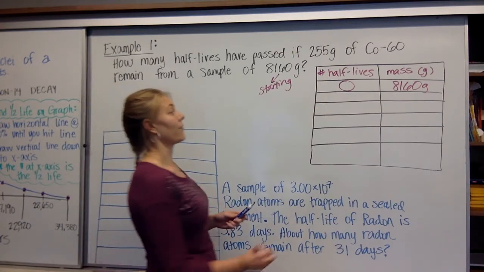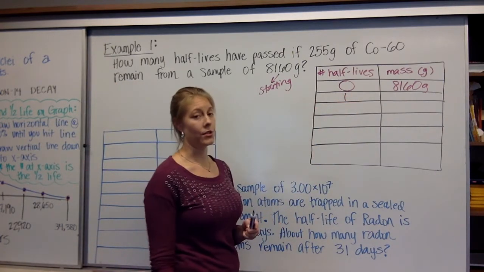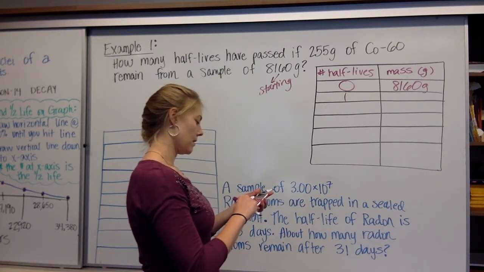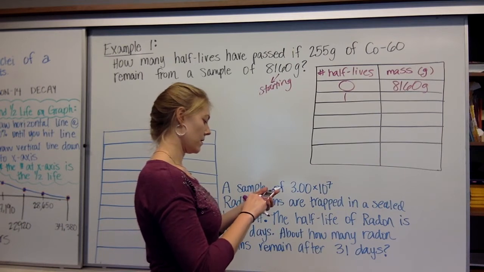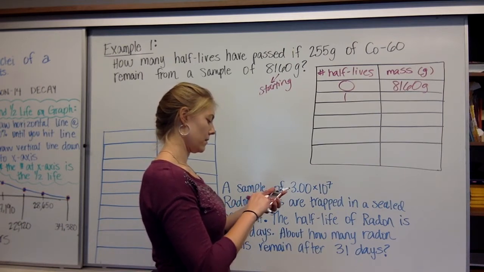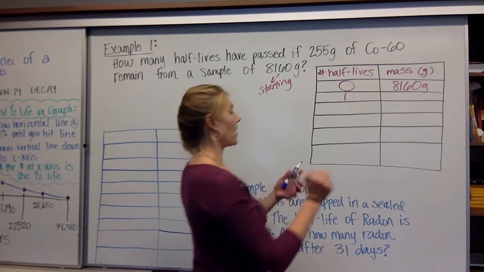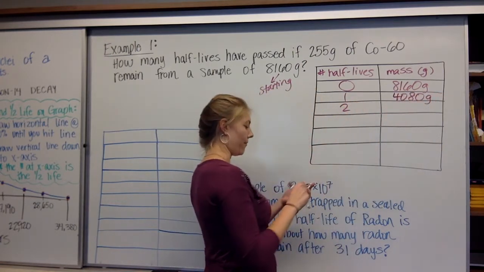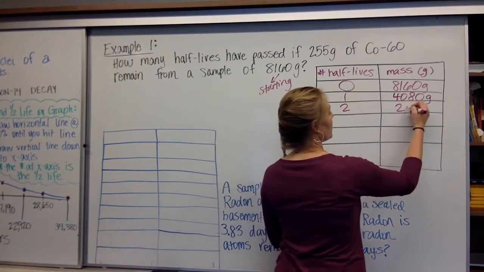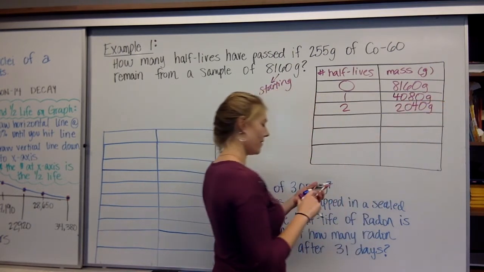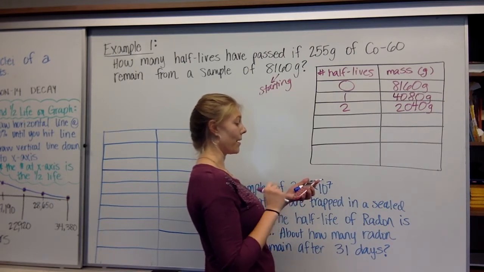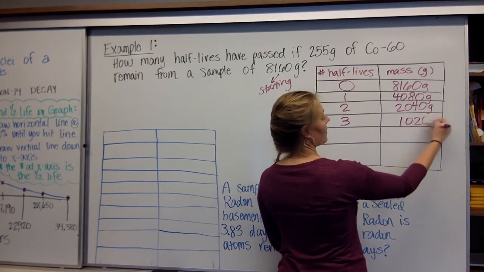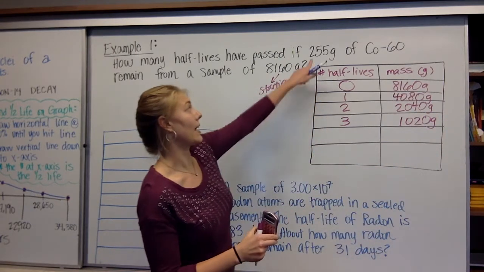Okay? After one half-life, how much do I have? I'm going to get my calculator just so I can do this faster. Okay, we have 4,080 grams. After two half-lives, we have 2,040 grams. All I'm doing is dividing each one of these by 2. After three half-lives, we have 1,020 grams. I'm going until I hit 255.